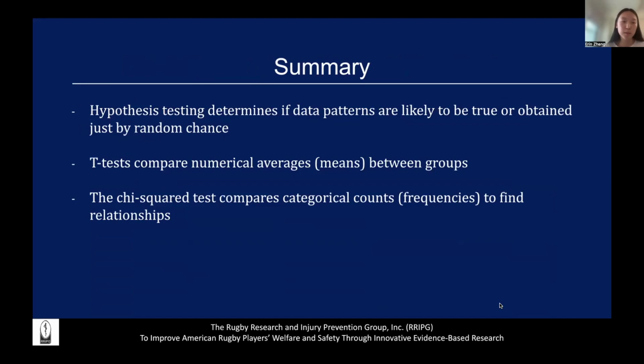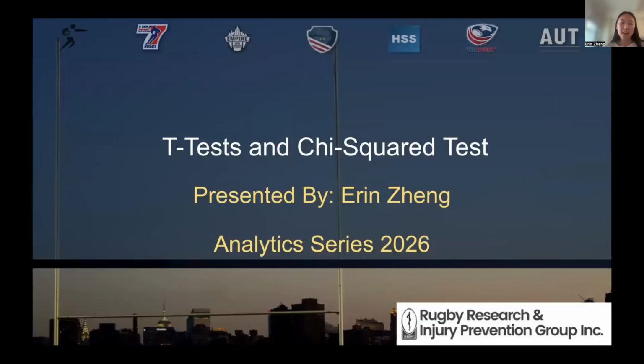So here's my summary. Hypothesis testing determines if data patterns are likely to be true or obtained just by random chance. And t-tests compare numerical averages between groups, while the chi-square test compares categorical counts to find relationships. And this is very relevant to RRIPG because when we do research, we're going to be working with a lot of data tables, and we can either use t-tests or chi-square tests or other statistical tests to see if our data is statistically significant. These are my references, and that's it.